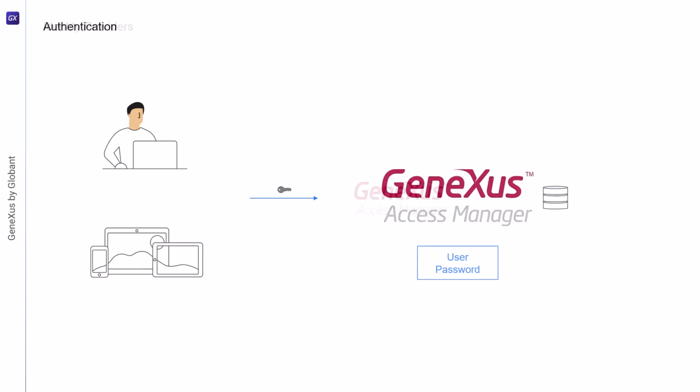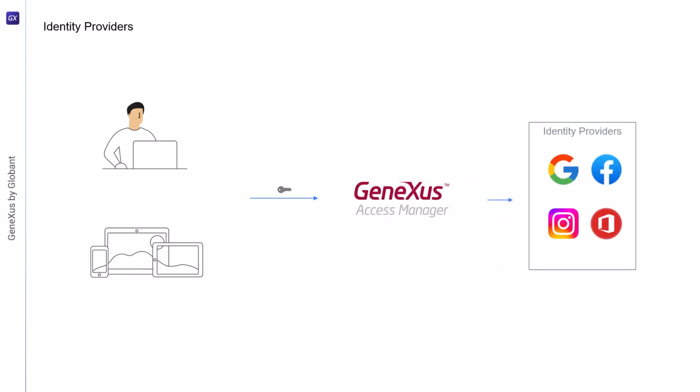Another option is to use an identity provider. There are several identity providers that can be used, such as Google, Facebook, Instagram, Office 365, and so on. In these cases, the GAM database will only store the user's ID in the user table. This is used to assign, for example, a user's role. And then the user's credentials will be managed by the selected identity provider. When users are authenticated, they'll be redirected to the identity provider, where they'll enter their credentials. If successful, this provider will return to the site again.